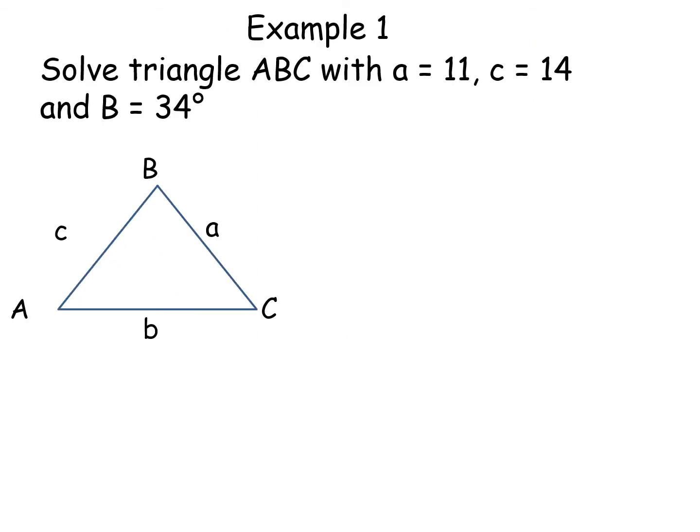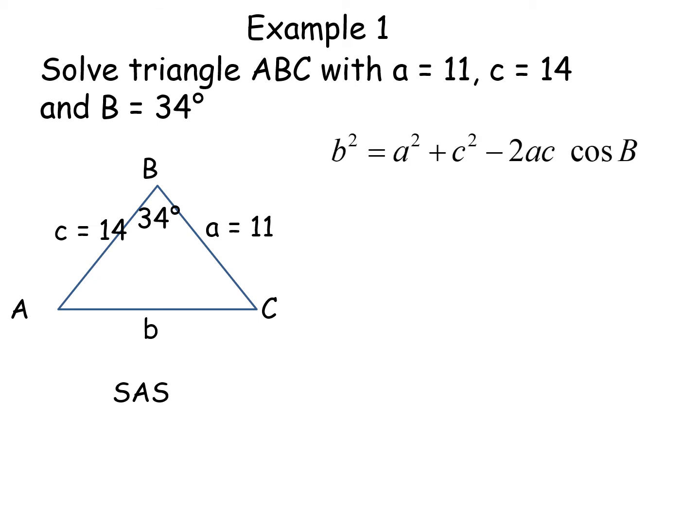All right, let's look at an example. It says solve triangle ABC with a is 11, c is 14, and the measurement of angle B is 34. All right, so I'm going to write in everything I know. And I'm going to look to see what kind of a configuration I have, because if I can use the law of sines, it's a much easier equation. Well, I have an angle, but I don't know the side opposite it, so I can't use the law of sines. So the configuration I have is side, angle, side. So I'm going to use my law of cosines.